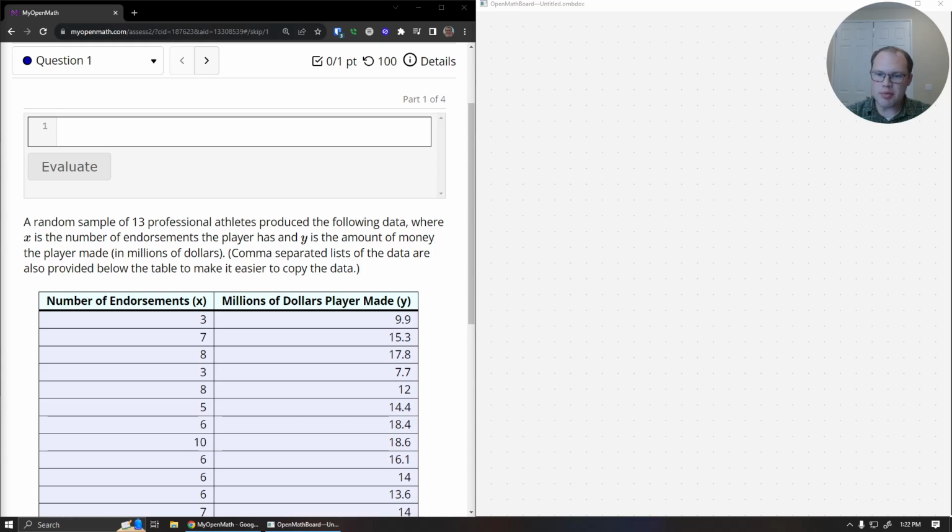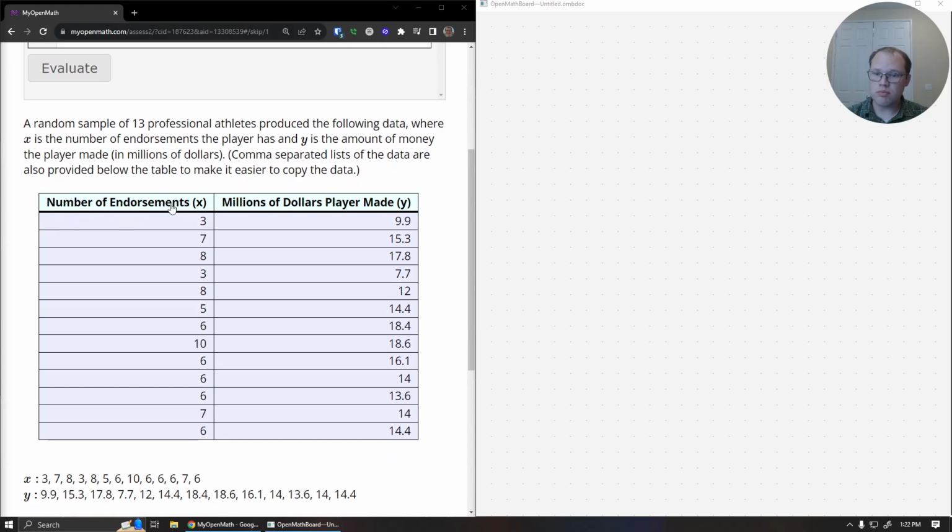A random sample of 13 professional athletes produced the following data, where X is the number of endorsements the player has and Y is the amount of money the player made in millions of dollars. Okay, so we have two sets of data. X is the number of endorsements, Y is the millions of dollars the player made.